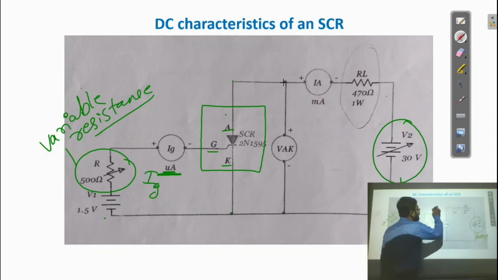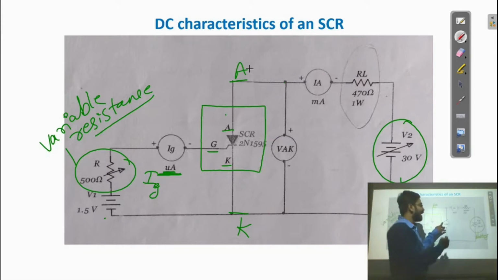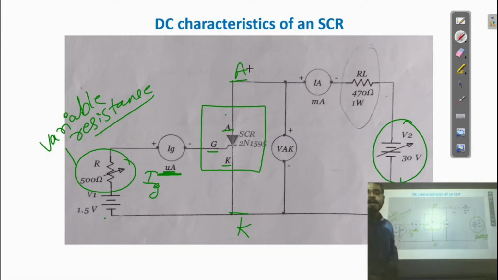Now the voltage across anode and cathode, this is cathode, this is anode. The voltage across anode and cathode is known as VAK, right? So this is our simple circuit diagram for the DC characteristics of an SCR. And as we know, the load is connected across the output of the circuit, right? Now let us see how the SCR will work. What is the working behavior of an SCR for DC characteristics, right?